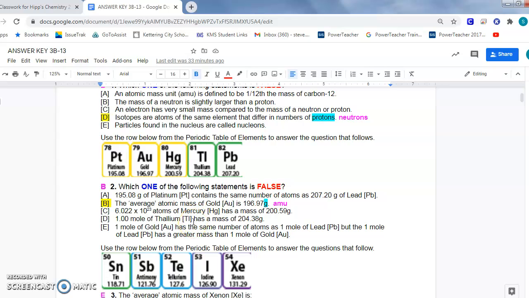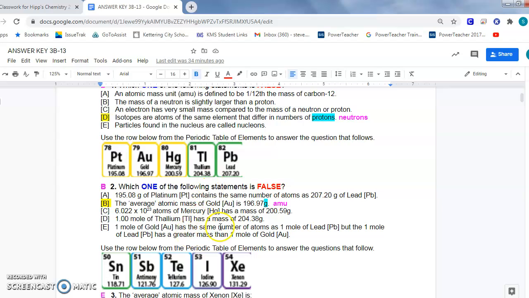Letter D, 1 mole of thallium has a mass of 204.38. We come here and we look in thallium's square. Yep, 204.38 would be the mass needed to have 1 mole. It's called the molar mass, the mass needed to have 1 mole. So if we put 204.38 grams of thallium on a balance, we would have a mole of thallium. That means we would have 6.022 times 10 to the 23rd.